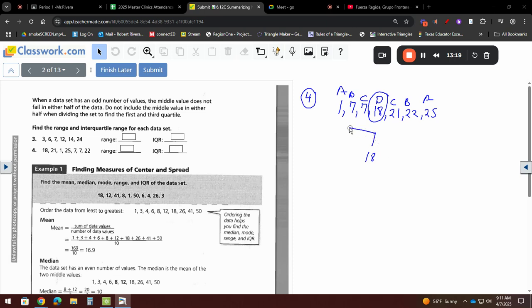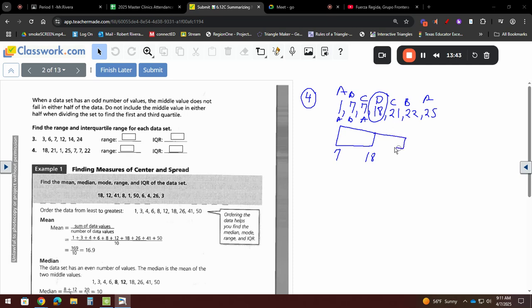So the lower half. Would I include 18 this time? No, because there's only 1 in the middle. So here we go. A, B. Who's the lower quartile? 7. He's also called Q what? 1. You need to know both, guys, because the state can say Q1 or they can say lower quartile.